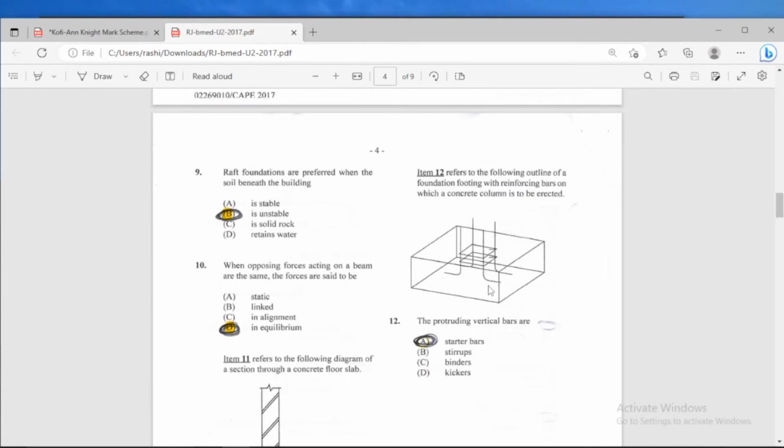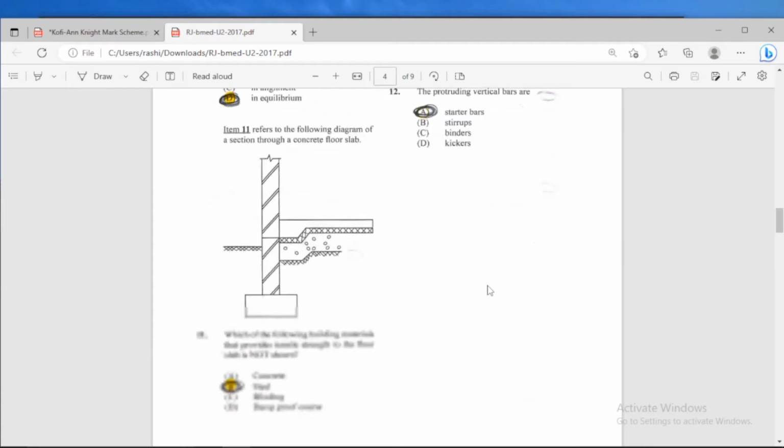It says item 12 refers to the following outline of a foundation footing with reinforcing bars on which a concrete column is to be erected. The protruding vertical bars are there, starter bars, stirrup binders, or kickers. Here they would be starter bars. The stirrups are what we use to tie them together and so on. So here those would be starter bars.